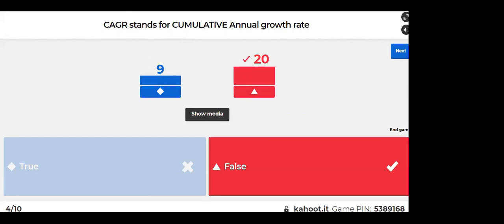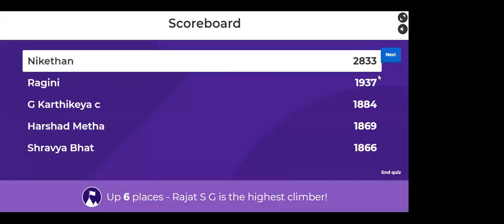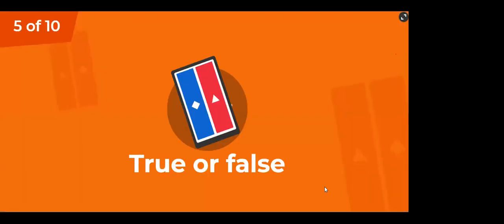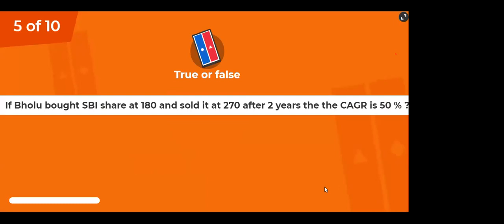This is compounded annual growth rate. Compounded annual growth rate, not cumulative annual growth rate. Yes or no? Right? This is compounded annual growth rate. Okay? Next. Now Harshad Mehta is in top 5, slowly climbing up the ladder.